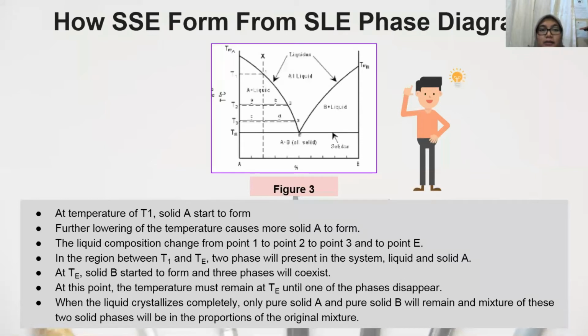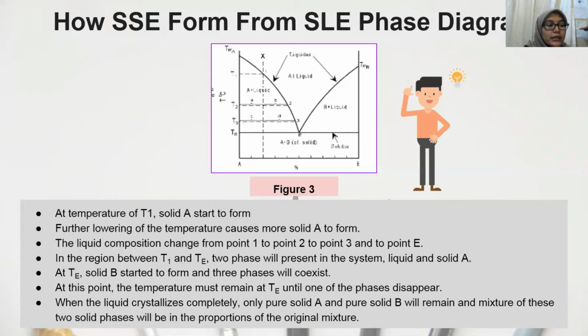Next is how solid-solid equilibrium forms from the solid-liquid equilibrium phase diagram. From figure 3 here, we can conclude several points. The first one: at temperature T1, solid A starts to form. Further lowering of the temperature causes more solid A to form, which means if we move from temperature 1 to temperature 2, this will increase the formation of solid A. The liquid composition changes from point 1 to point 2 to point 3 and to point E. Point E is known as the eutectic point.